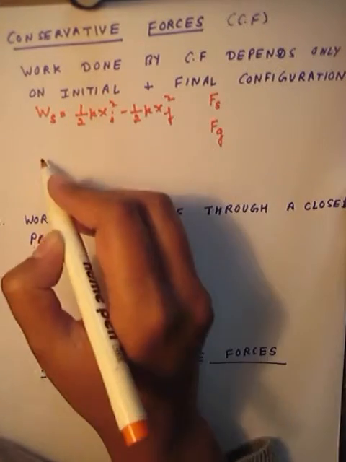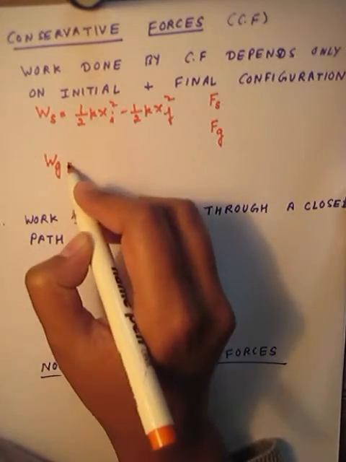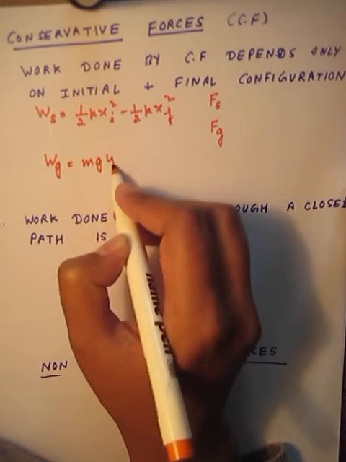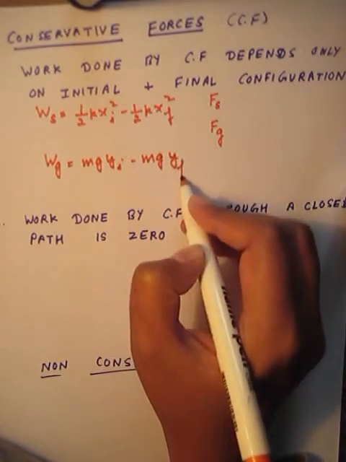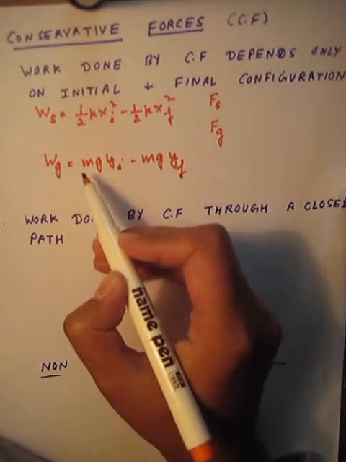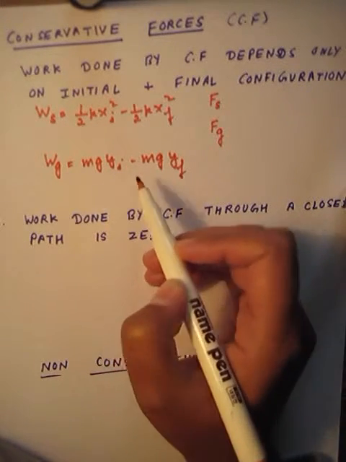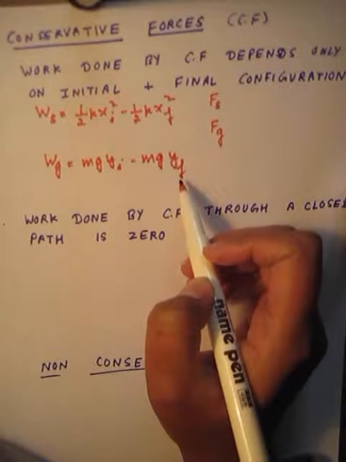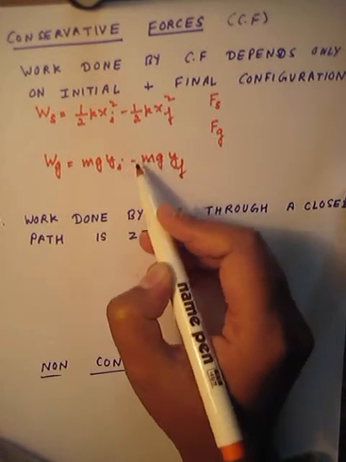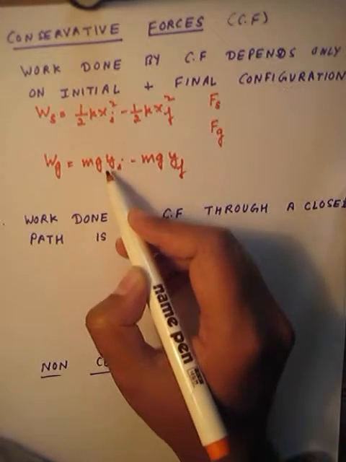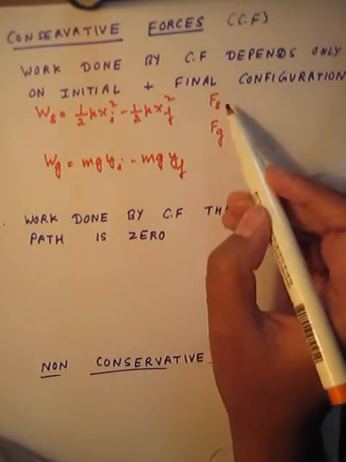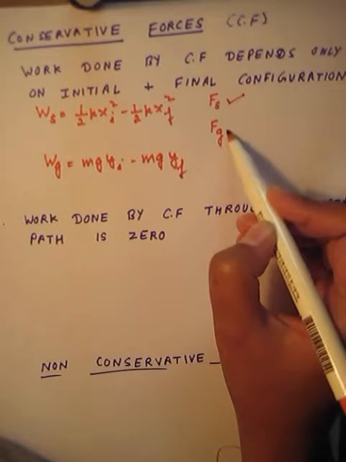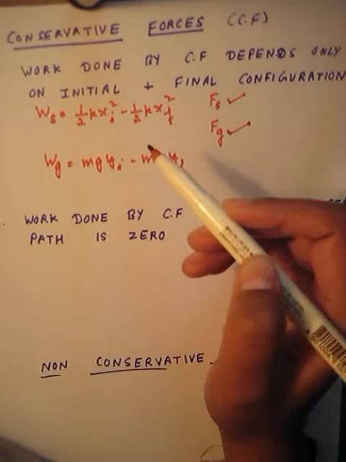Similarly, the work done by the gravitational force is given by m g y_i minus m g y_f. So the work done by this force also depends only on the initial and the final point. It doesn't depend on the path by which you reach from initial to final point. So the spring force and the gravitational force are conservative.